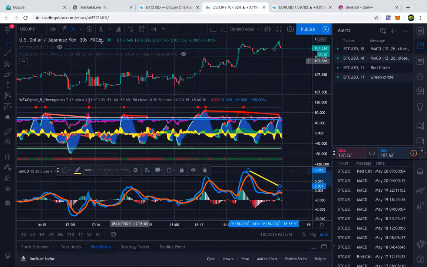Got my double confirmation, and boom, because divergence always happens. Divergence is the change of direction, whether you're buying or selling. Divergence helps you buy the low and sell the high. So yeah.